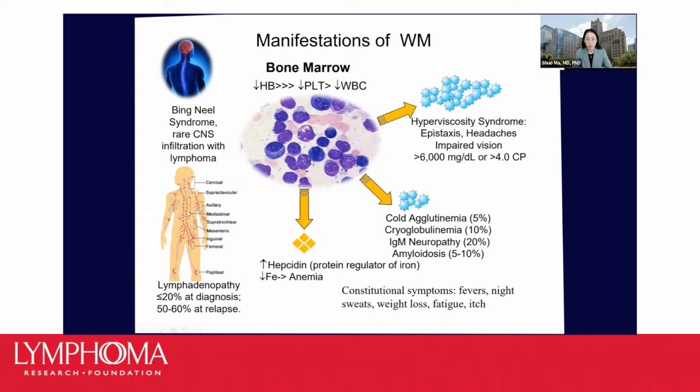And then very rarely, on the left upper corner, you can see that there's a syndrome called Bing-Neel syndrome. Very rarely, Waldenström as a lymphoma can involve the central nervous system, the brain or the spine or the spinal fluids. When that occurs, it's called Bing-Neel syndrome, but it's extremely rare.